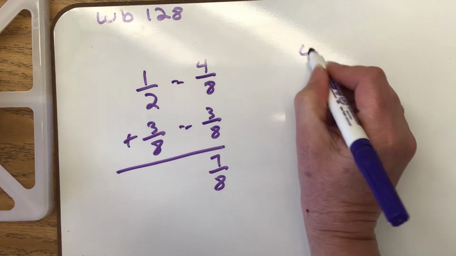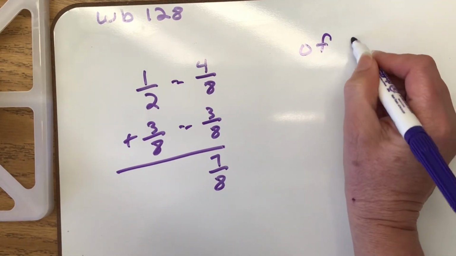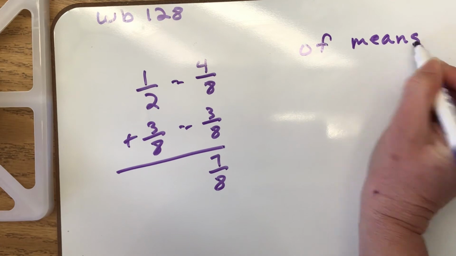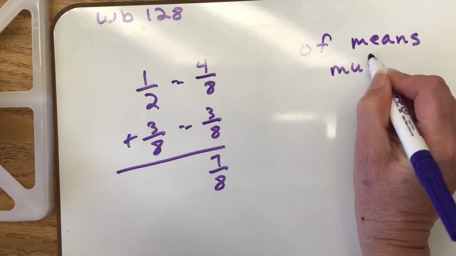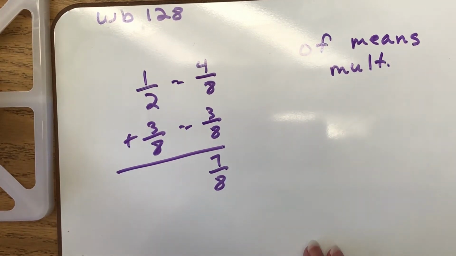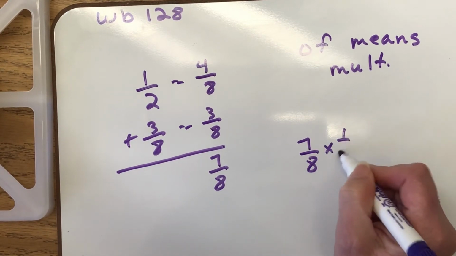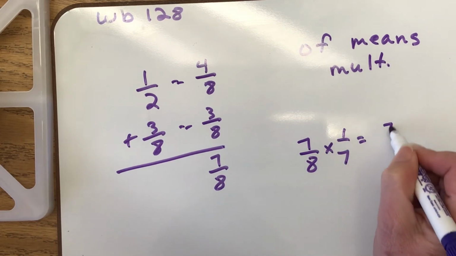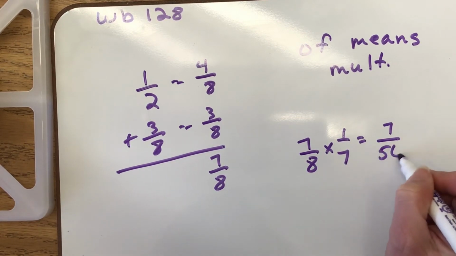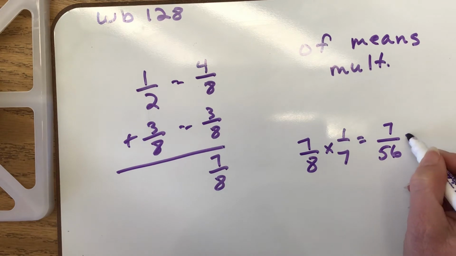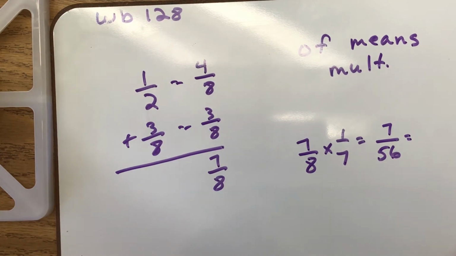And this is important to remember. The word "of" in math means multiply. So whenever you see "of" something, you're going to multiply. So we're going to take 7/8 times 1/7. So 7 times 1 is 7. 8 times 7 equals 56. That's not simplest form. I can divide numerator and denominator by 7. So 7 divided by 7 is 1. 56 divided by 7 is 8. So each serving will be 1/8 of a pound.